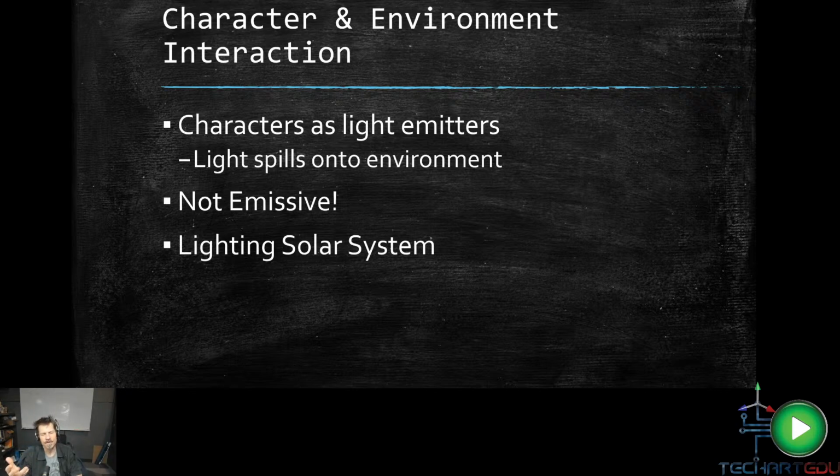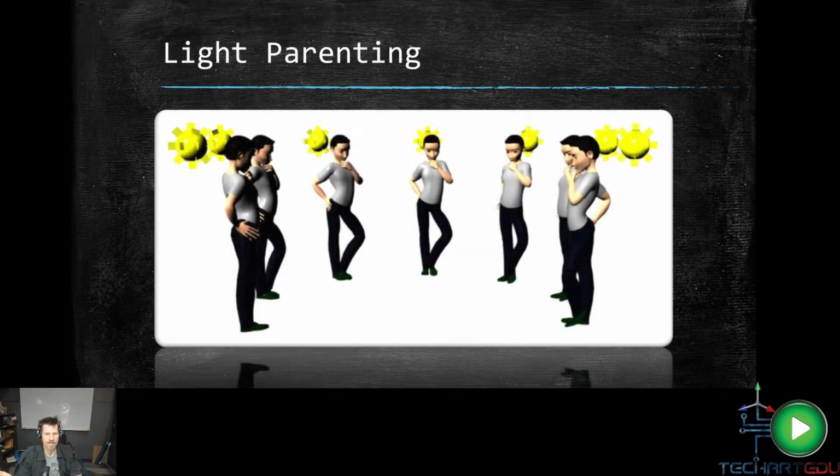So, okay, what you can do is create a lighting solar system. If your character is very stylistically rendered and it always has a halo or maybe a rim light around them, you actually parent the lights to the character so that it's always creating a silhouette, always creating a rim light, always creating a shadow in a certain way. So it always complements each other.